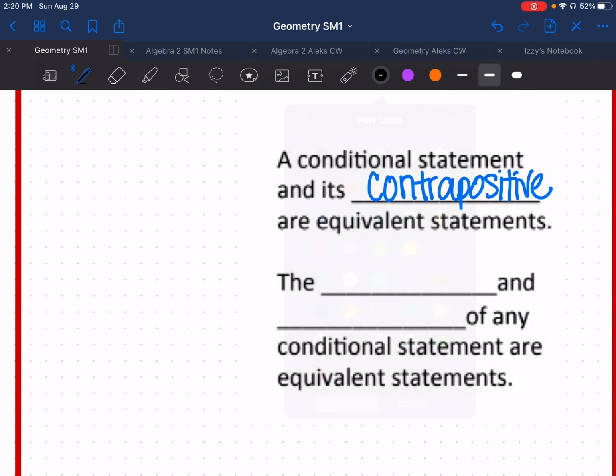The converse and inverse of any conditional statement are also equivalent statements.